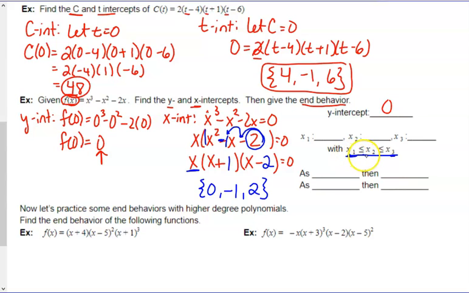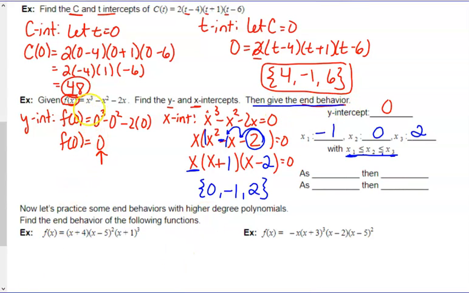So x1 is less than or equal to x2, which is less than or equal to x3. So the smallest of these 3 is negative 1. Then I would do 0. Then I would do 2. And those are my x-intercepts. Now, our last thing that we have to do is our end behavior.